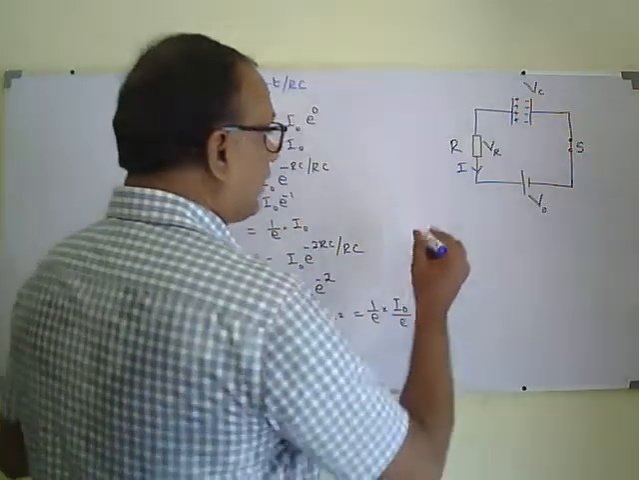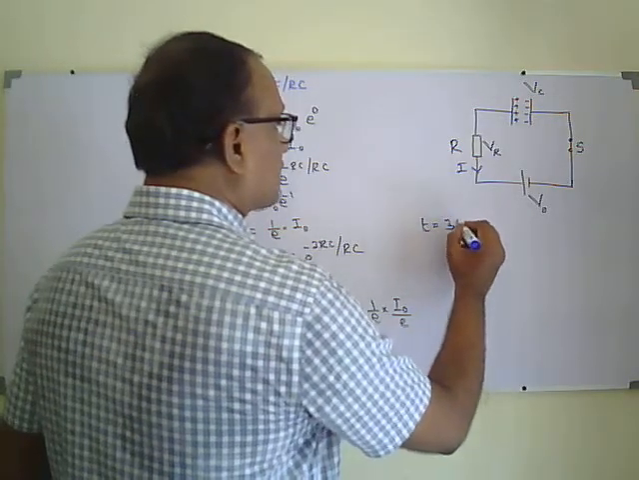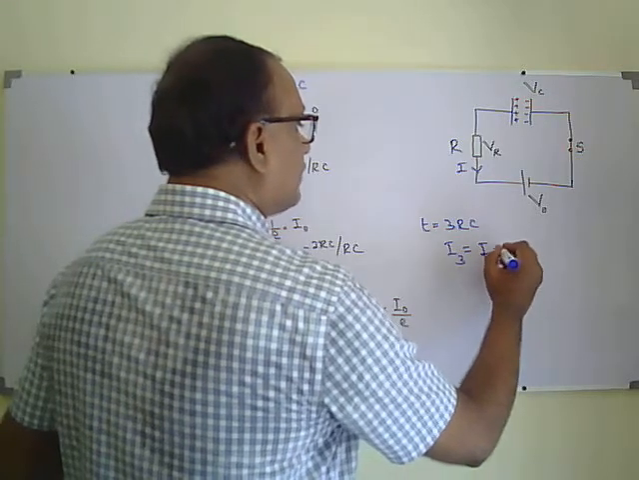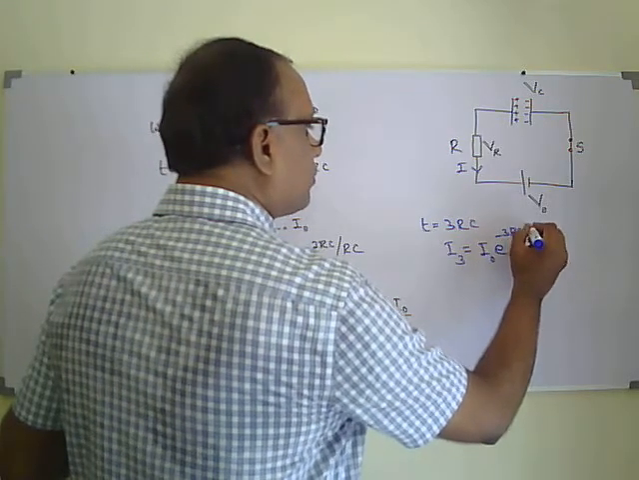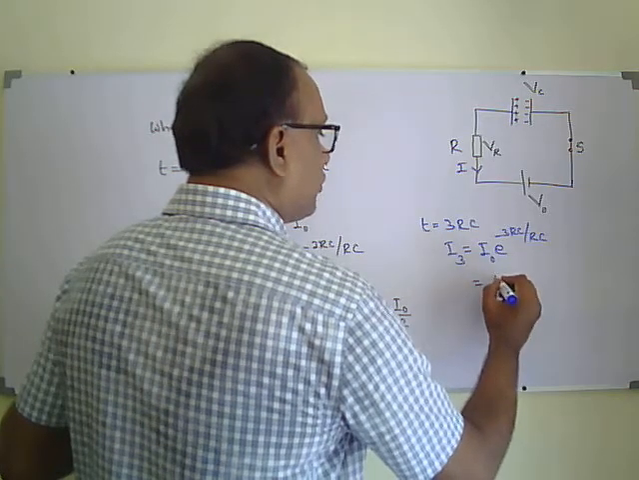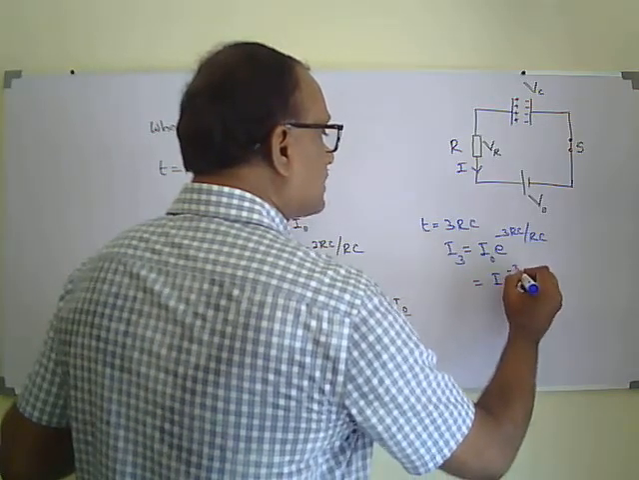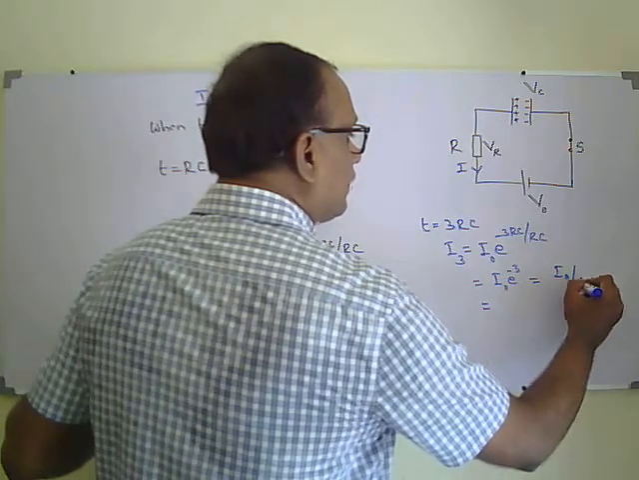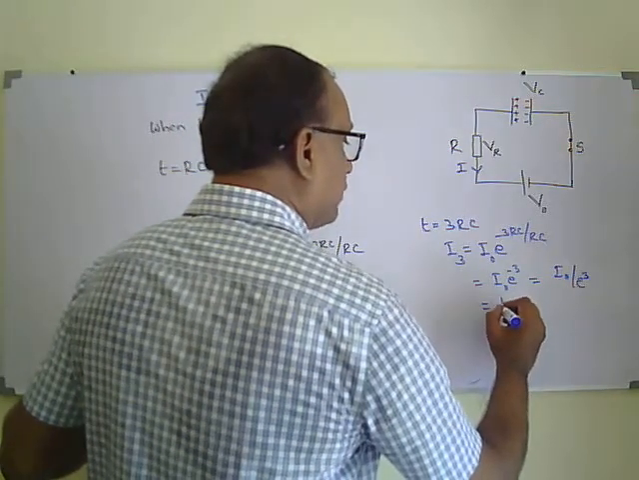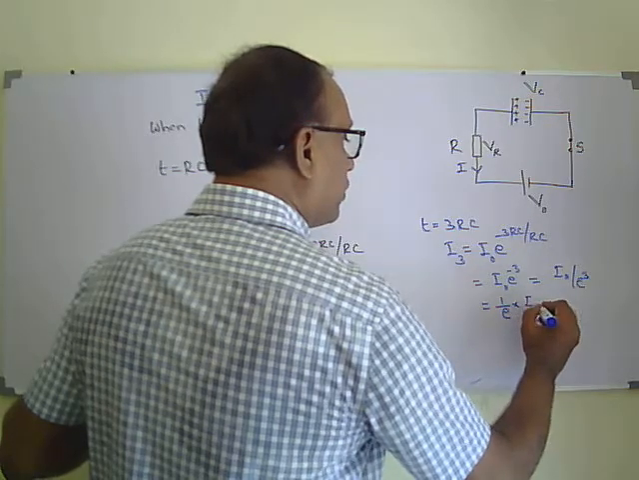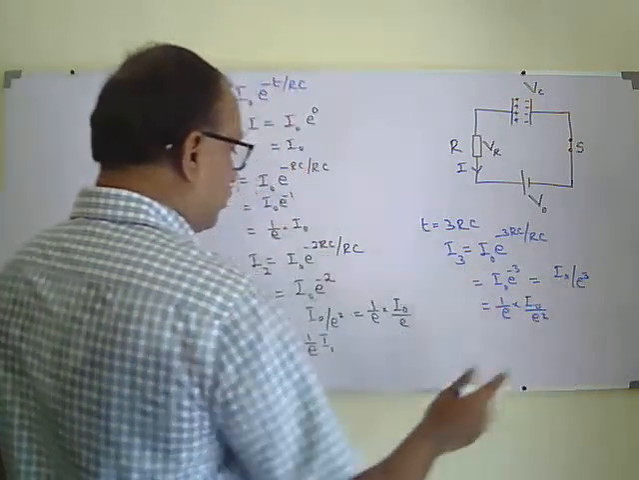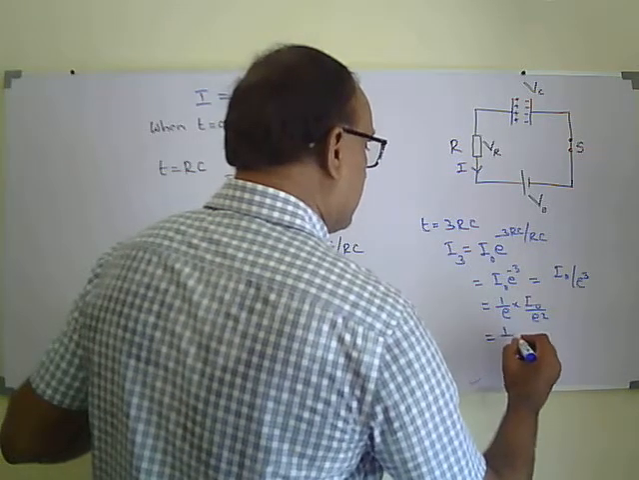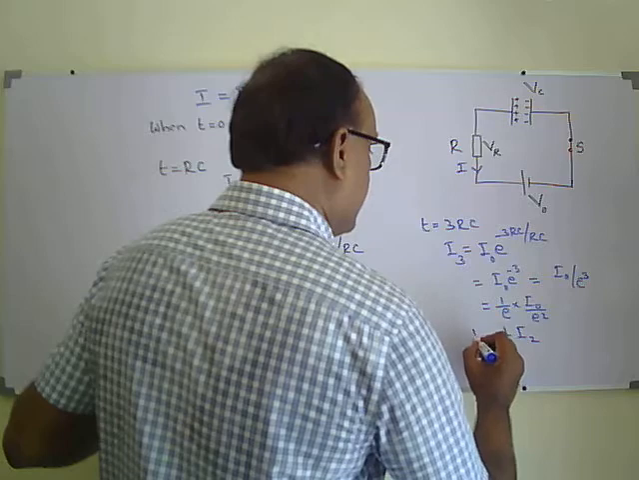When time becomes 3 RC, t equals 3 RC, what will be the current flow? I3 is equal to I naught e to the power minus 3 RC over RC. That is going to be I naught e to the power minus 3, that is I naught over e to the power 3. This I can write as I1 over e squared, or I naught over e squared is this one, I2. So it's becoming 1 over e of I2 is I3.